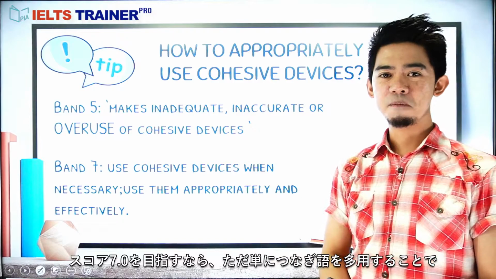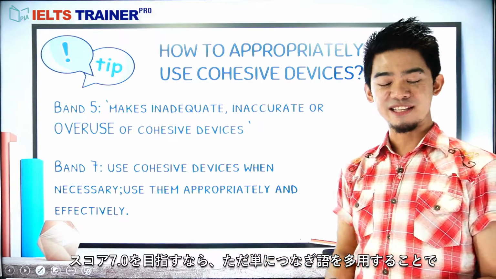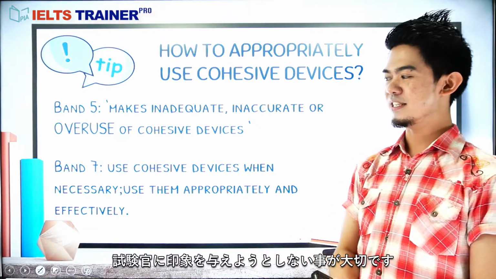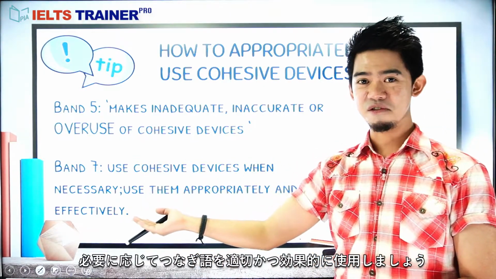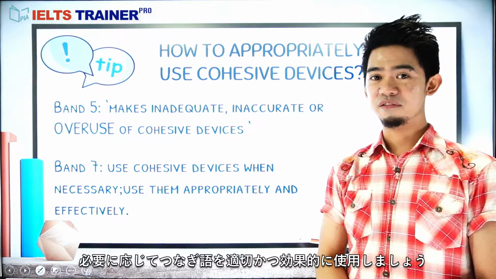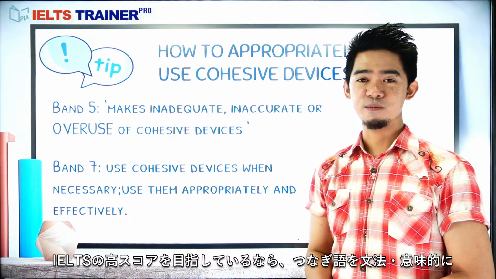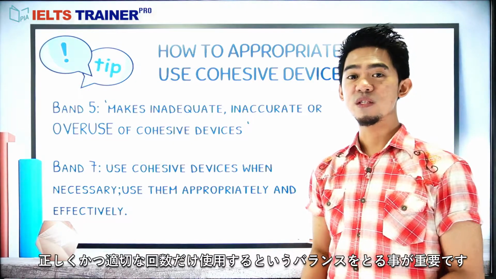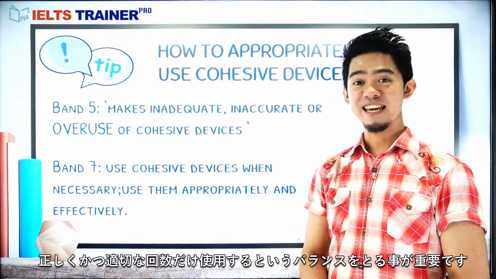For band 7, it's important to note that we should not try to impress our examiner by simply writing a lot of cohesive devices. Let's just use cohesive devices when necessary and use them appropriately and effectively. Striking the balance between the correct use of linking words in terms of grammar and meaning, as well as the amount you use, is something that you need to grasp if you want to achieve a higher score in IELTS.